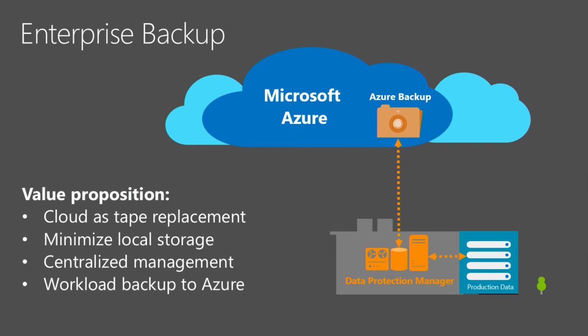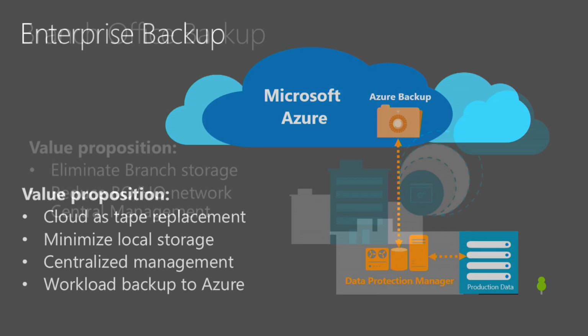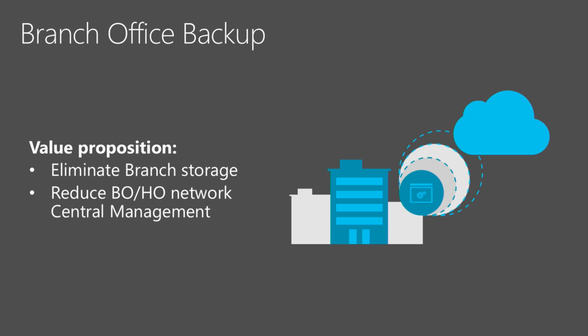This is the enterprise backup, like a head office, where you want to use cloud as tape replacement. You want to minimize your local storage footprint and get central management. The next one is about branch office. For example, I was talking to one of the Australian customers over the booth with 800 stores. They want to do only disk to disk backup right now.